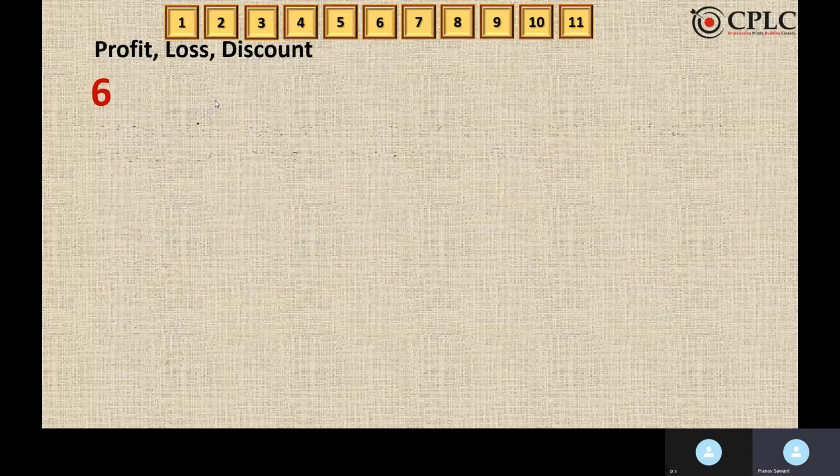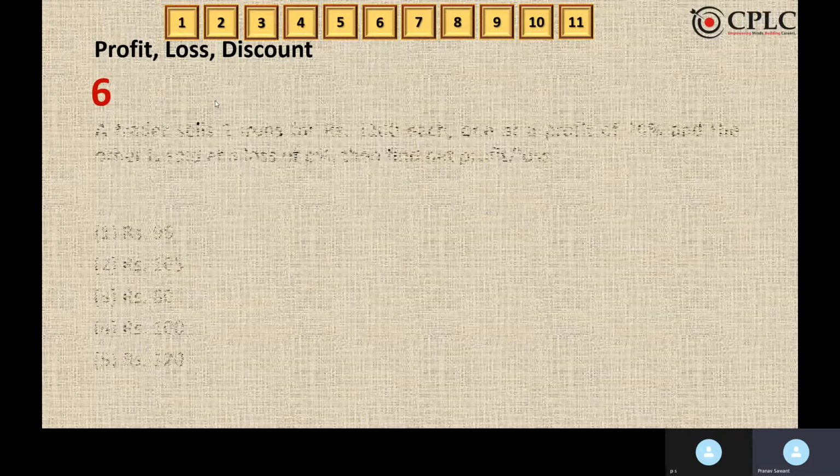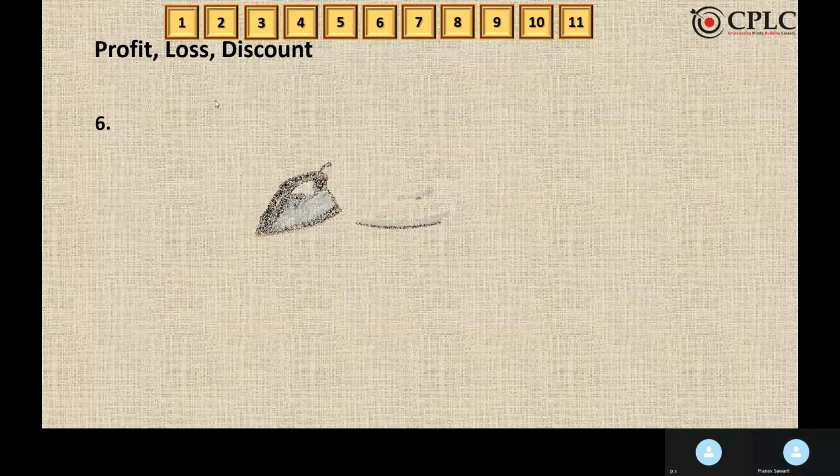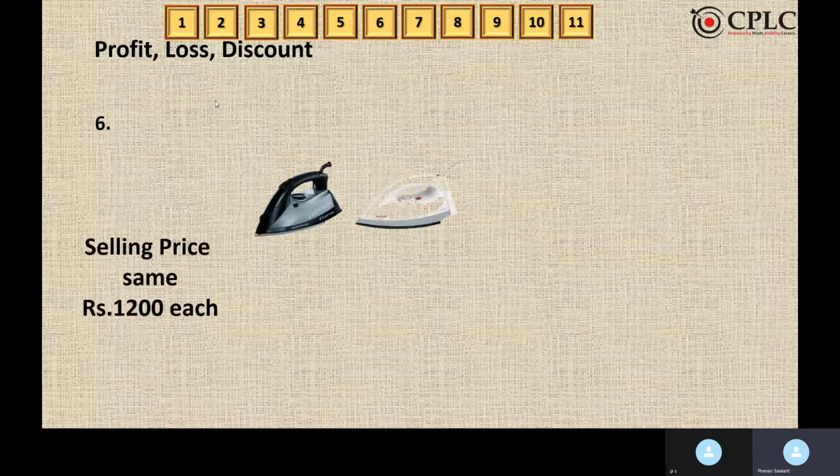Moving to the next question. A trader sells two irons for rupees 1200 each, one at profit of 20% and other is sold at loss of 20%. It's not P%, it's 20%. Then find net profit or loss. Over here, selling price is same, that is it's 1200 each. Also, one iron is sold at 20% profit and the other one is sold at 20% loss. Hence, we can make use of the formula that is P square upon 100. So P would be 20. We will get the loss percent as 4%.